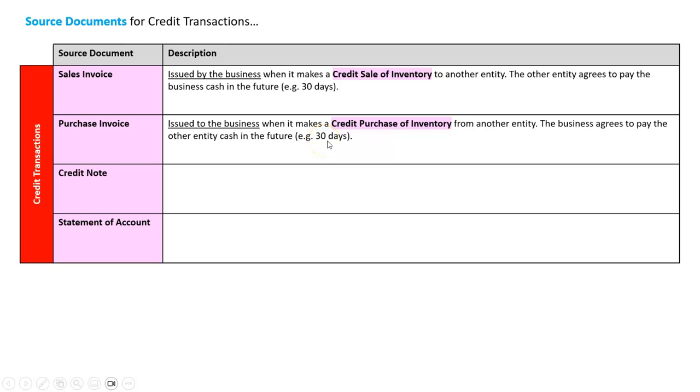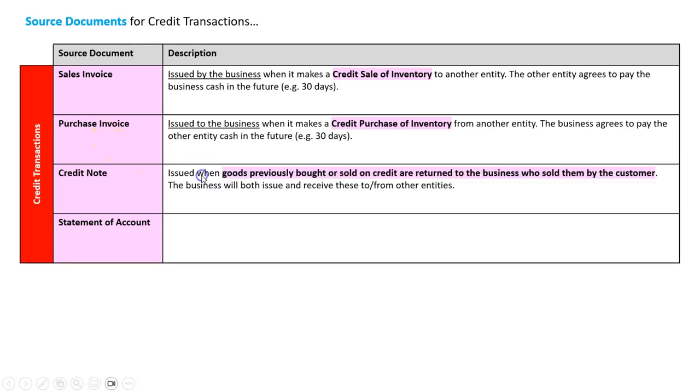In the real world, there's actually just invoices. We don't use the term sales invoices and purchase invoices. There's just invoices, and it depends from what perspective it is, whether it's a sales invoice or a purchase invoice. So if we're the one selling on credit, that's going to be a sales invoice. If we're the one buying on credit, that will be a purchase invoice.